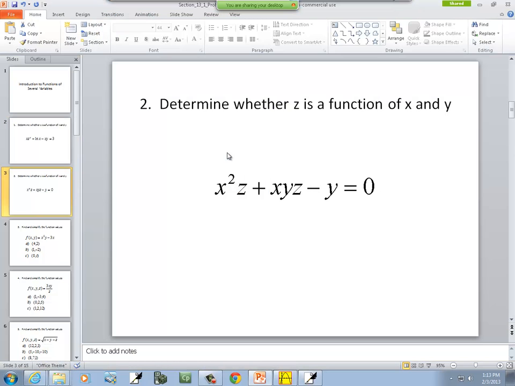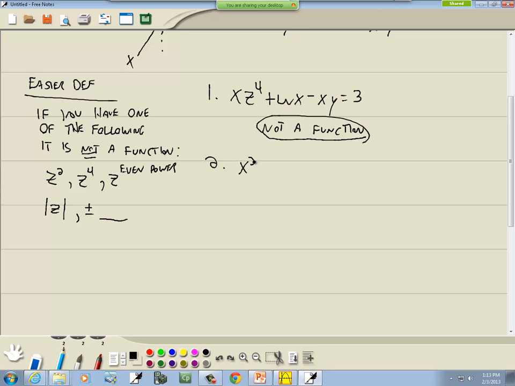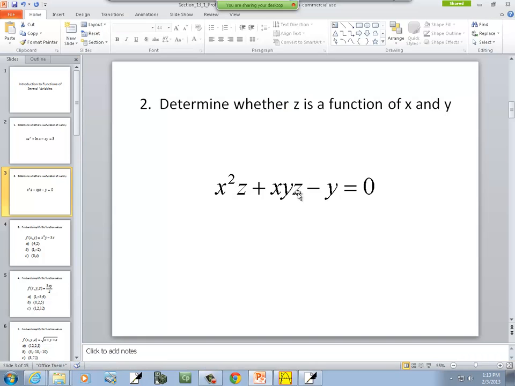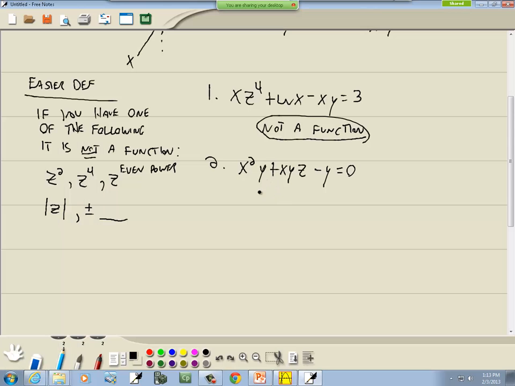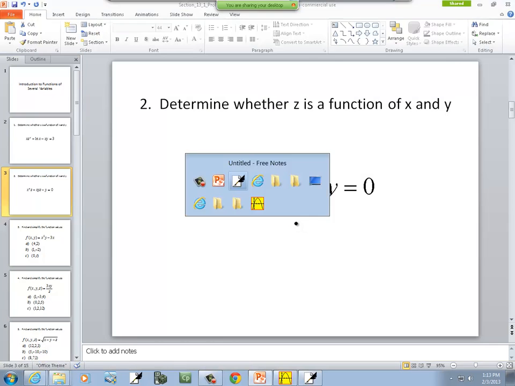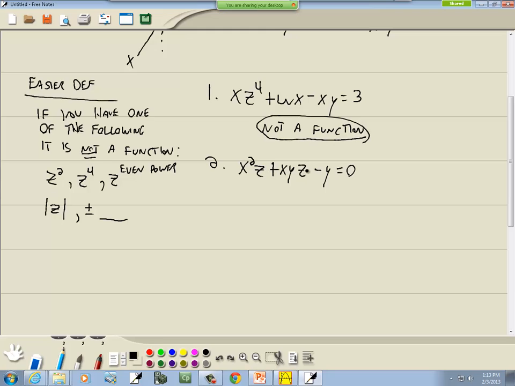Second problem. We have x squared y plus xyz minus y is equal to 0. Now by looking at this, we only have one z, or wait a minute, I wrote that down wrong. Jeez, I'm blind. Mr. Magoo. See, we have z to the first, and we have z to the first. Well, that's not z to an even power, so this would be a function.